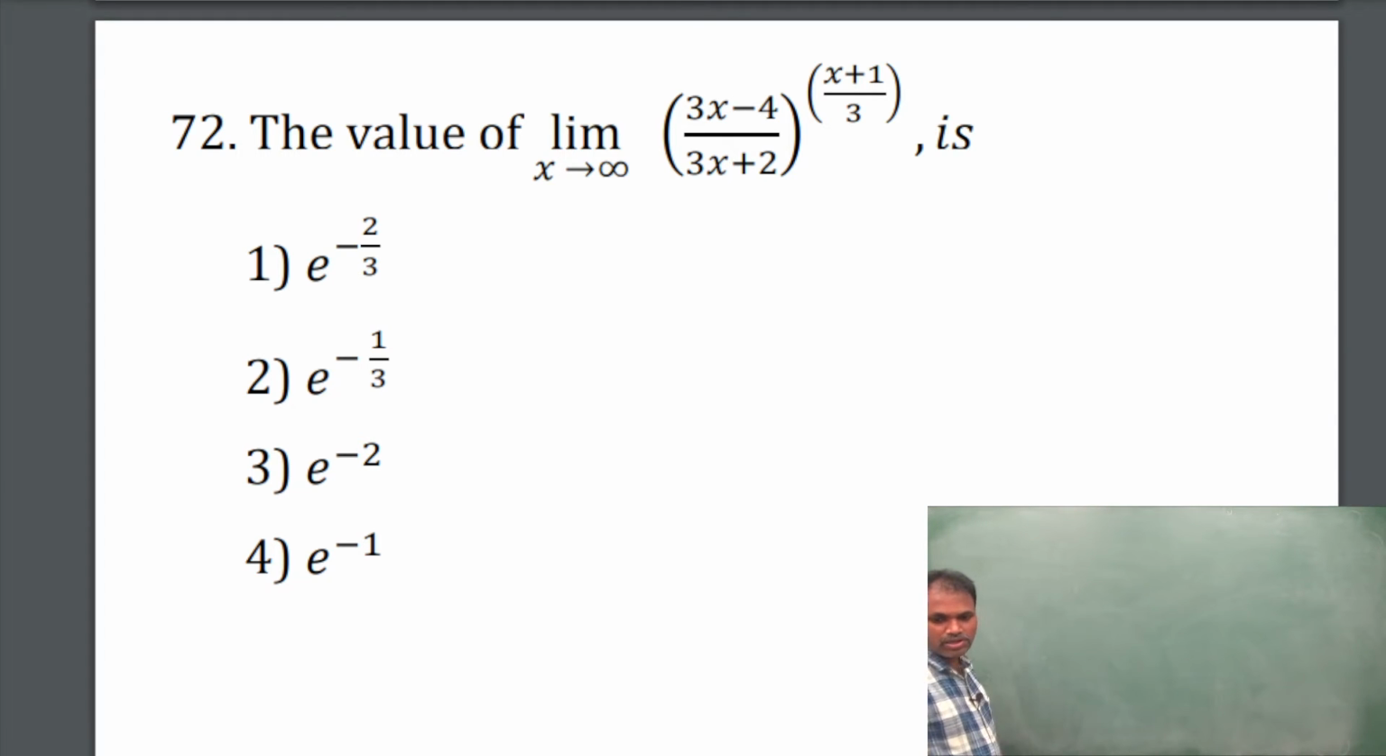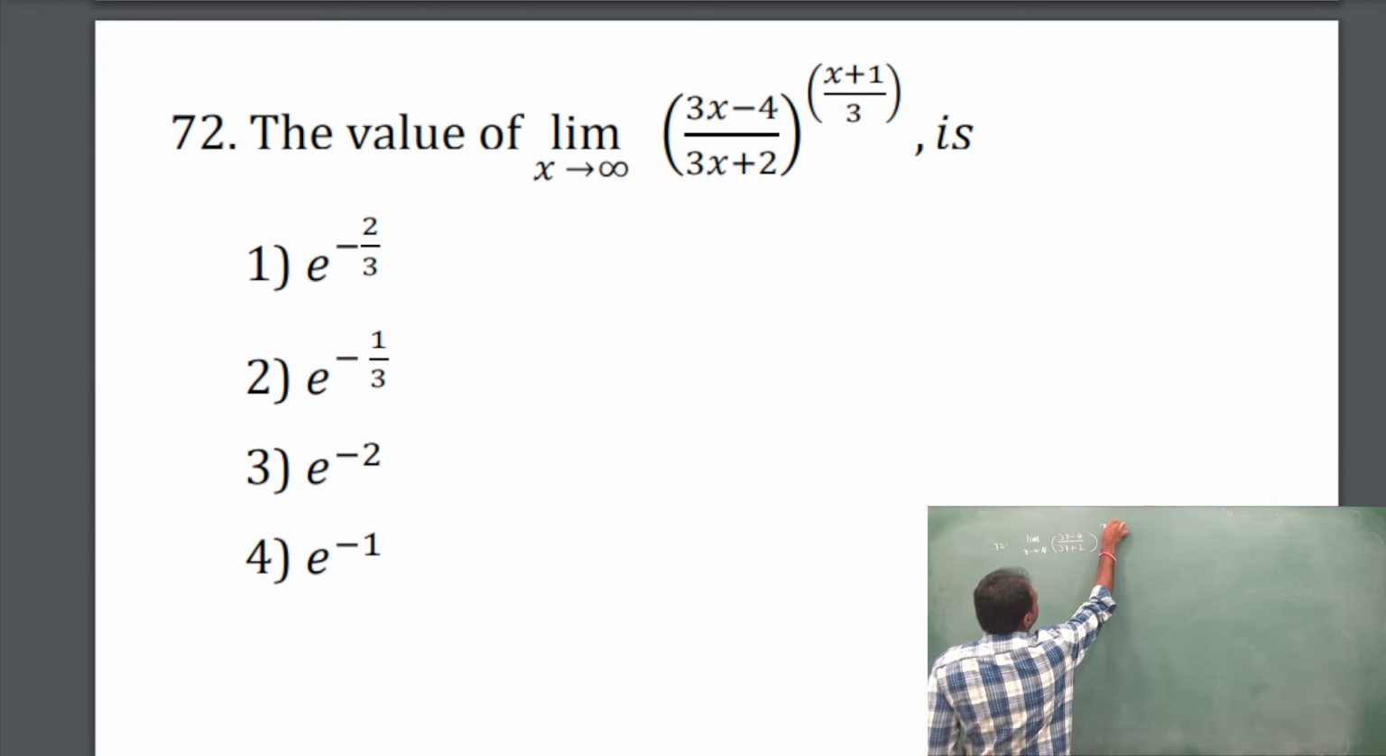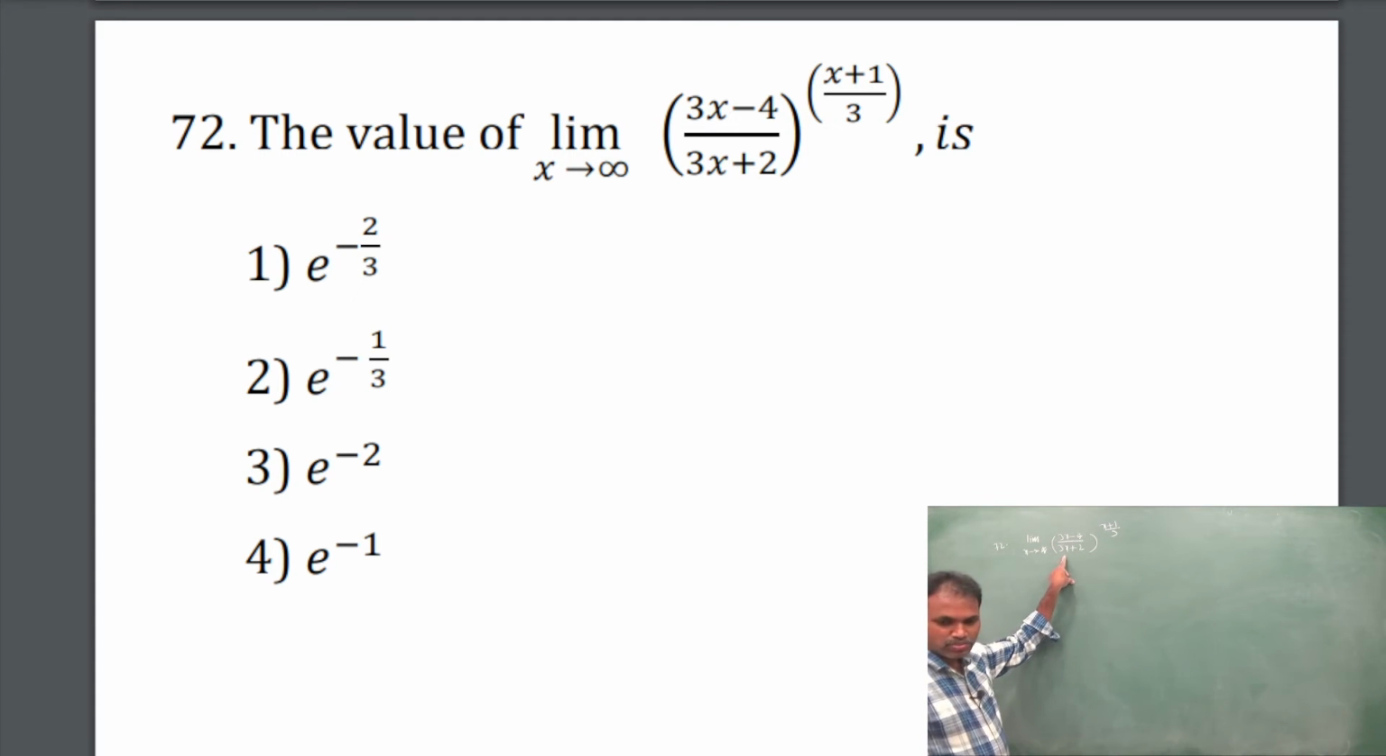Next, the value of limit x tends to infinite, (3x minus 4 by 3x plus 2) whole power x plus 1 by 3 is equal to. Now, limit x tends to infinite, that is 3x minus 4 by 3x plus 2, whole power x plus 1 by 3. Now consider 3x minus 4 by 3x plus 2.